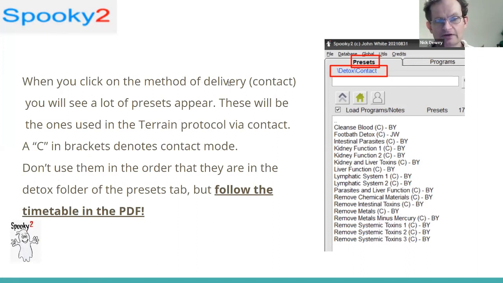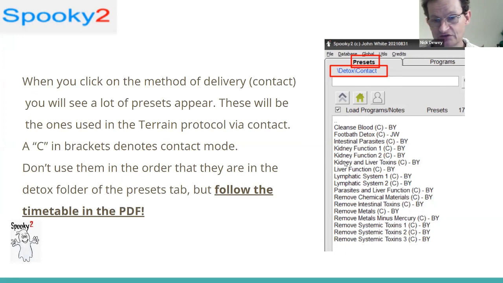So when you click on the method of delivery, contact, you'll see a lot of presets appear. These will be the ones used in the terrain protocol via contact. Again, the C in brackets denotes it's a contact method, and you can tell if you're on the right page because you'll have all the C's in brackets there. Don't use them in the order that they are in the detox folder of the presets tab. Follow the timetable in the PDF because that's the way that works. Does that make sense? Hope it does.